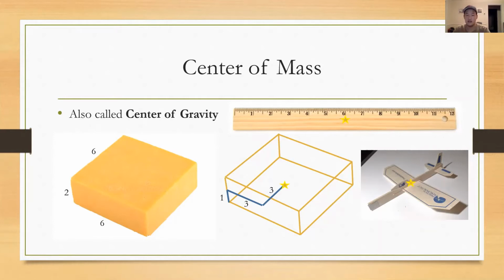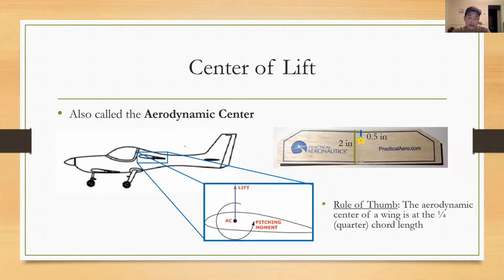we're going to move to the center of lift. The reason these two centers are related is because what we learned from the last video is that gravity and lift are two opposing forces for the most part. And just like the center of gravity, the center of lift is essentially the same thing. It is the point on our aircraft where the lift is equal on both sides.